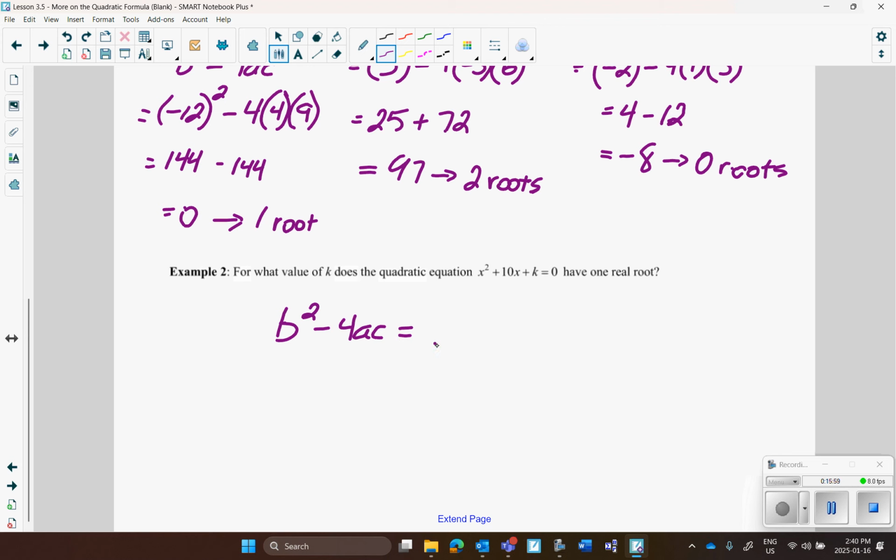I see what you did. You completed the square, which actually is right, will work. You gave me the final answer. Well, what's b? 10. What's a? 1. What's c? k. Well, I just created an equation that I can solve for k.